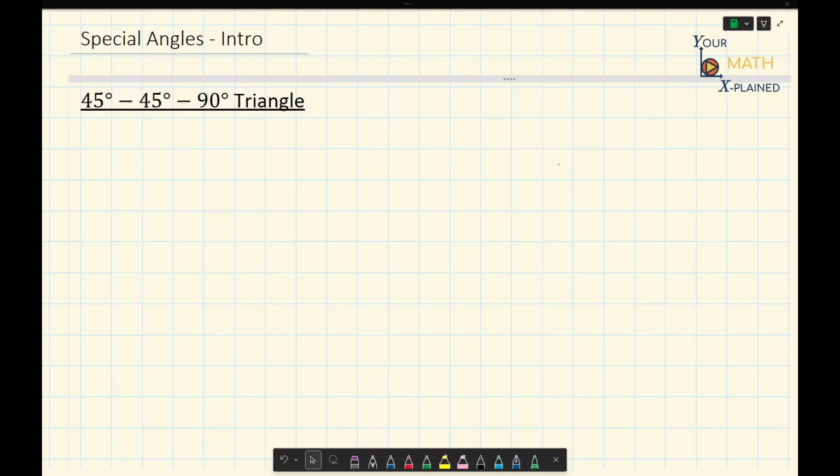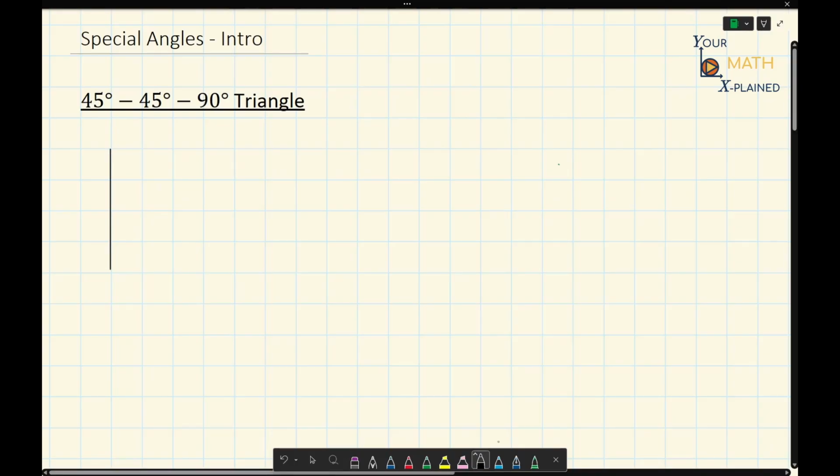We will also draw these in radian measures. Finally, we'll expand this to the main axis angles on the unit circle. So let's start with the 45-45-90 triangle. And we're going to start building it by drawing a square.